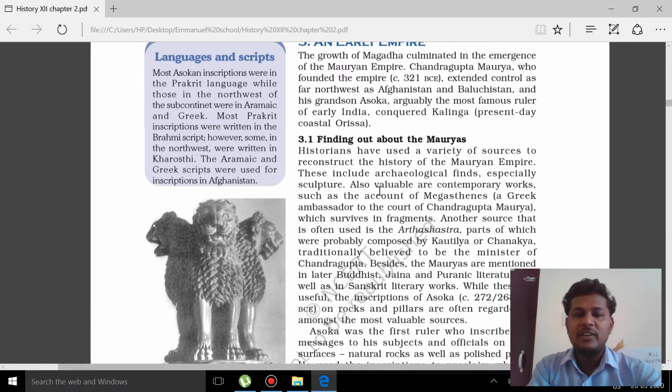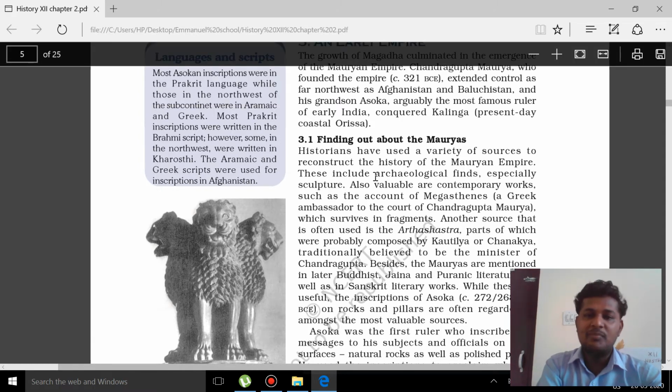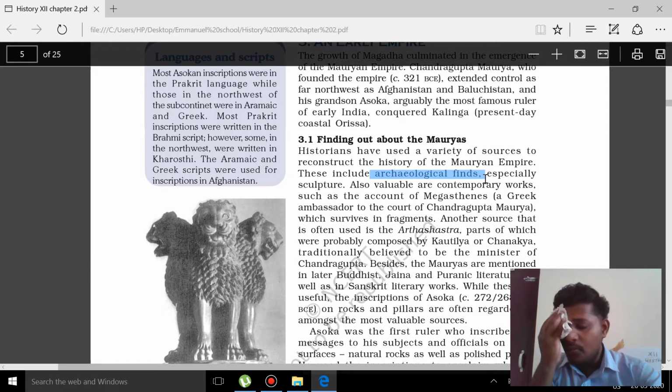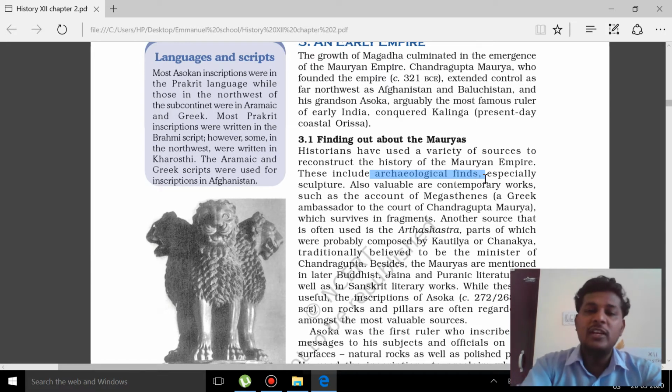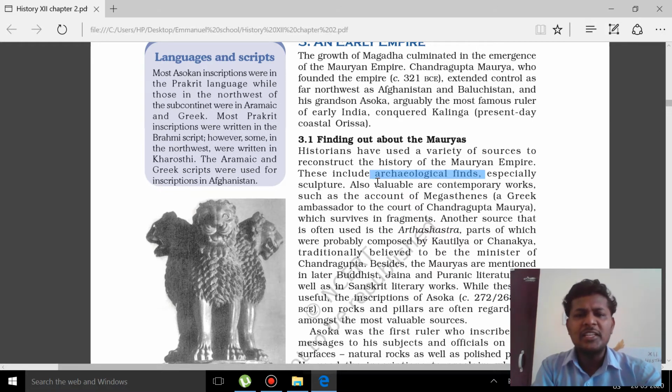Which are the sources? The first source, this is number 1, is archaeological finds. I hope that you know how to take notes from my class. When I say first point, you need to put number 1 there and take it down as the first point, with the explanation. So these include archaeological finds, especially sculpture.